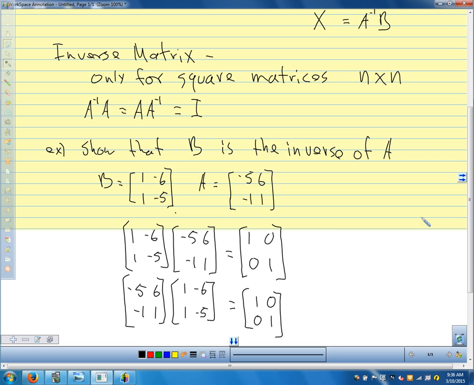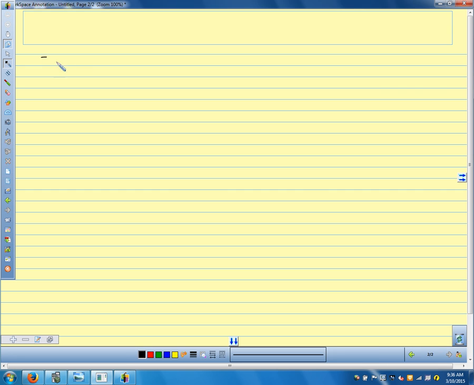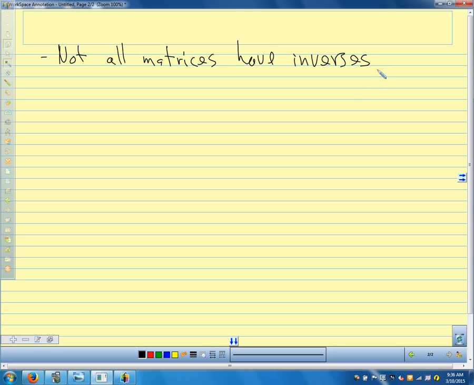So we're good with that idea. Okay. Not all matrices have inverses. So sometimes we won't be able to find an inverse. If a square matrix doesn't have an inverse, it's called singular.